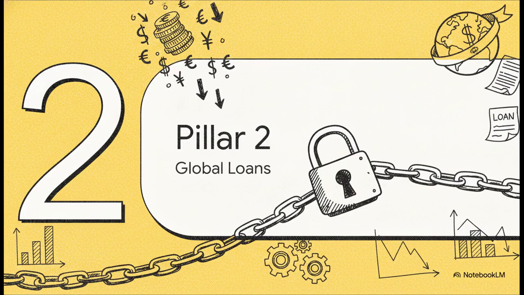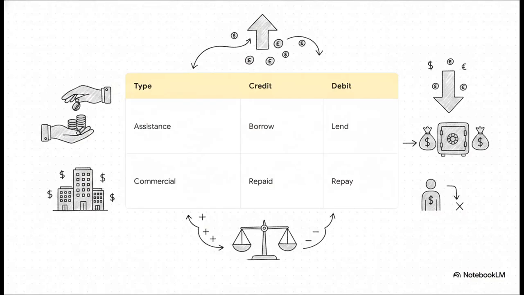Moving right along, we step into Pillar 2, global loans. Here, the registry shifts focus from equity over to debt, dividing loans into external assistance and commercial borrowings. This covers everyone, private individuals, the state, non-financial institutions, and the accounting logic stays beautifully consistent. Borrowing money from abroad, capital flows in, so that's a credit. But if we are the ones lending money abroad or we're paying back our own foreign loans, capital flows out, and that hits the registry as a debit.